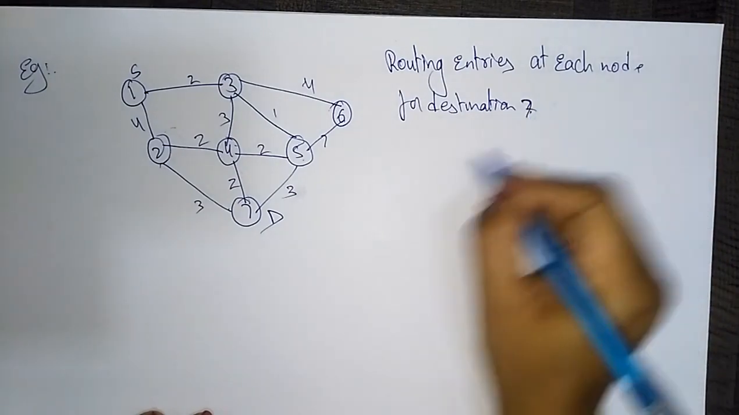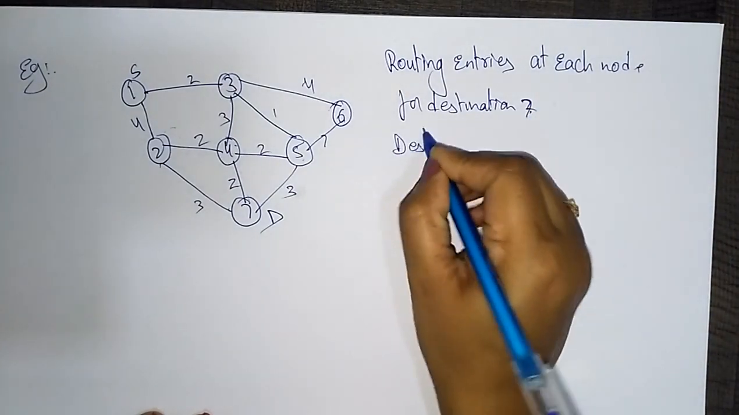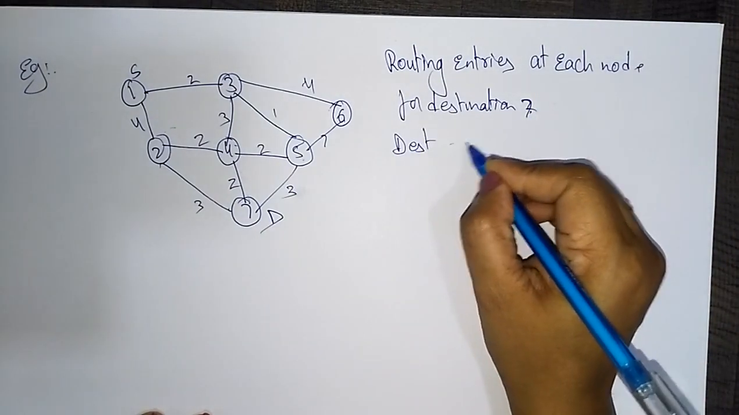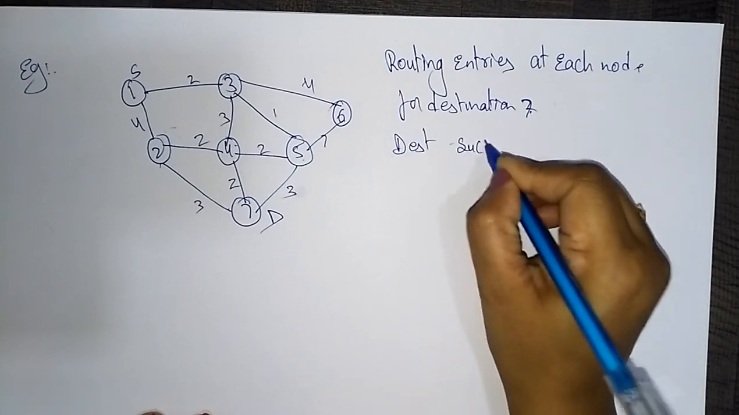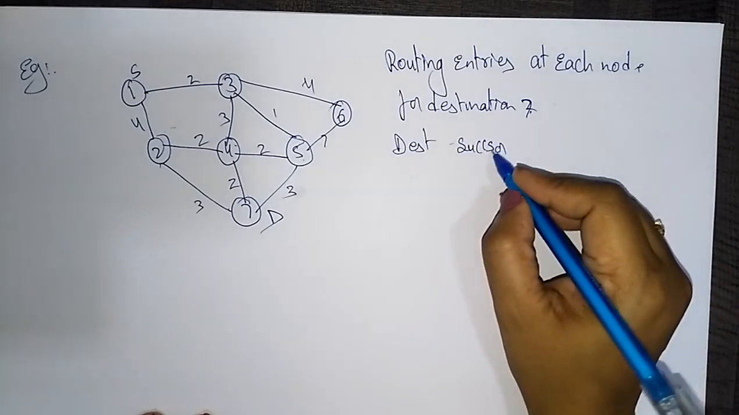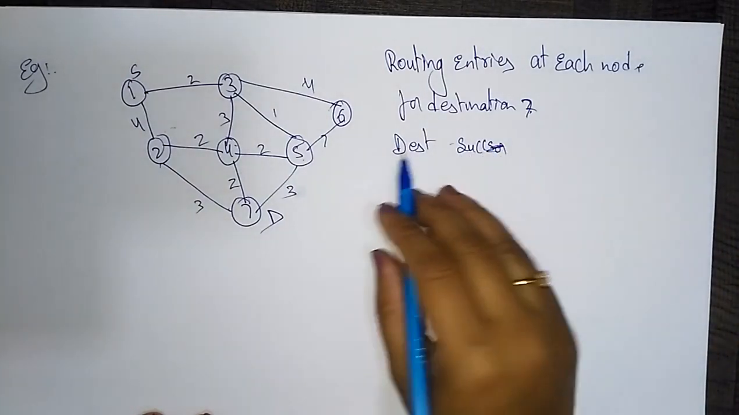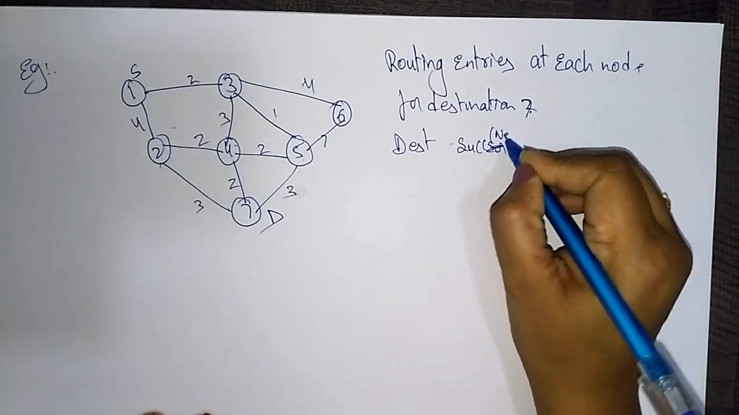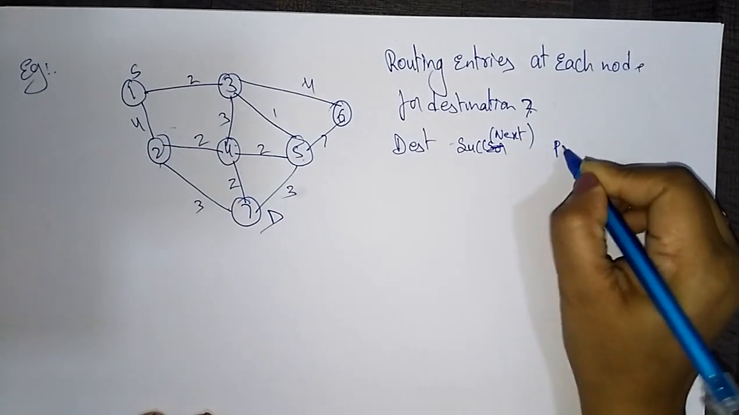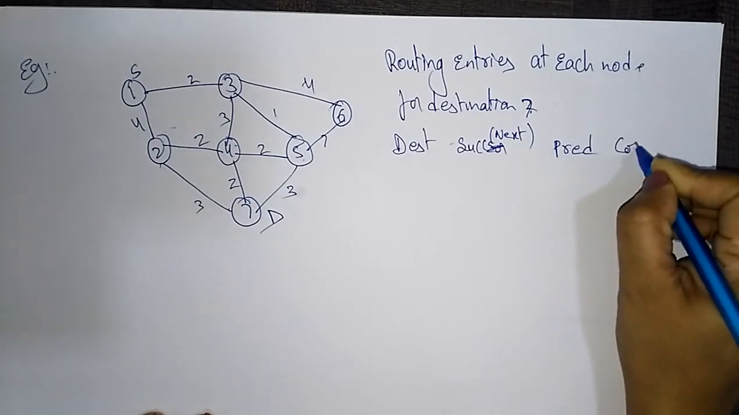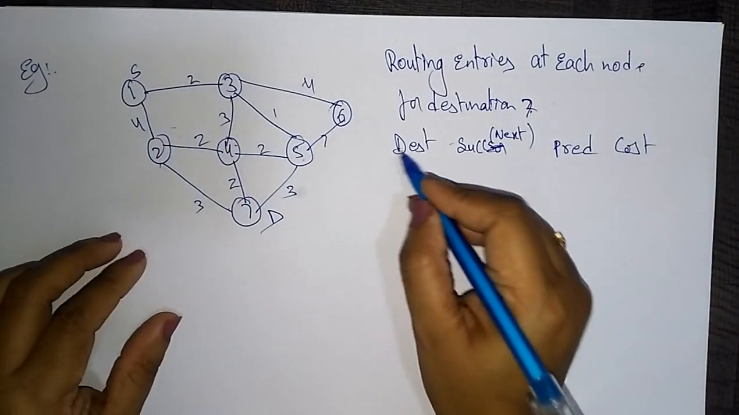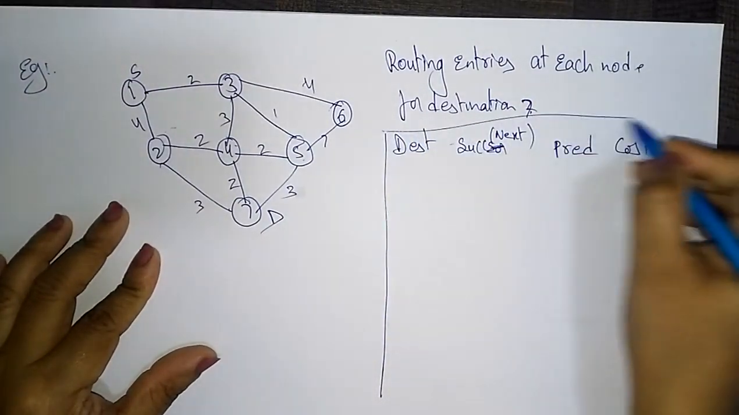Okay, so how is it? Let's take the table. Destination. The next is nothing but the successor. So I said here it consists of 2, one is a predecessor and the successor. Successor here is nothing but the next node. Predecessor is the before node, and the cost. So let's see how the table will be.